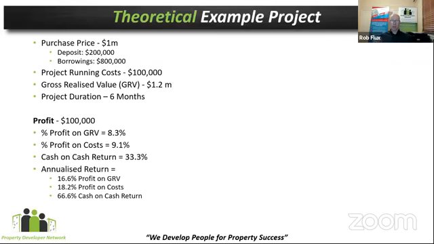Now, if we have a look at my secret sauce, I start to annualize these because this is a 6-month duration. What we're going to do now is to say, well, all of these are going to be doubled in order to get it to 12 months' time. So the GRV would be 16.6, the profit on cost would be 18.2, and the cash on cash would be 66.6. Now, the reason why I'm using this example is if I now consider this exact same project, but this time, it actually took 9 months. Let's start to have a look at the numbers here, okay?